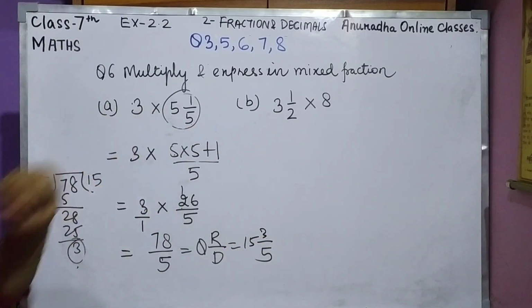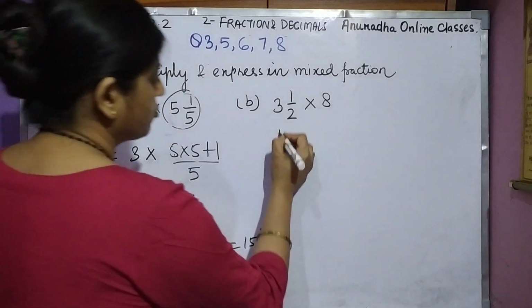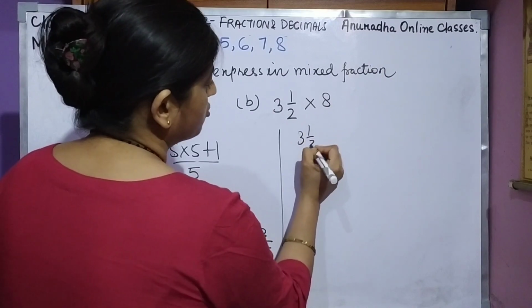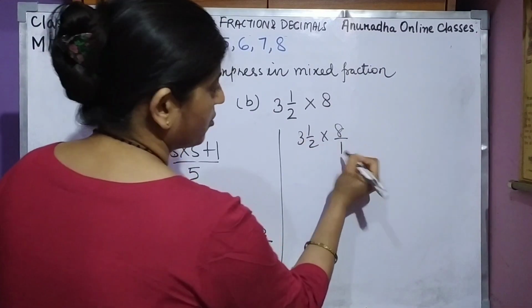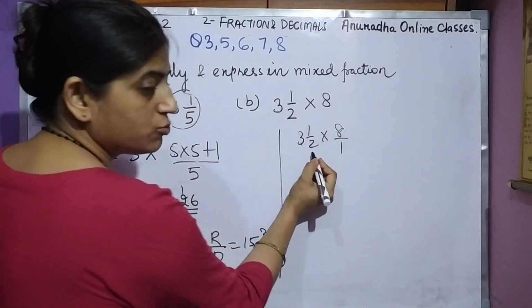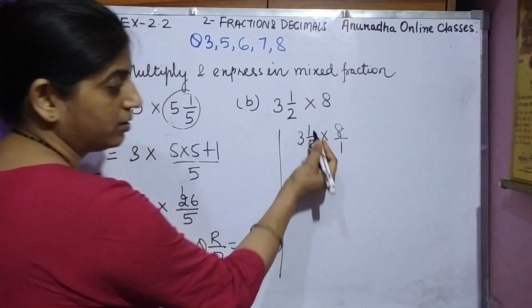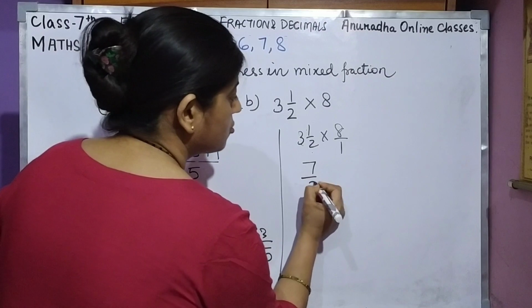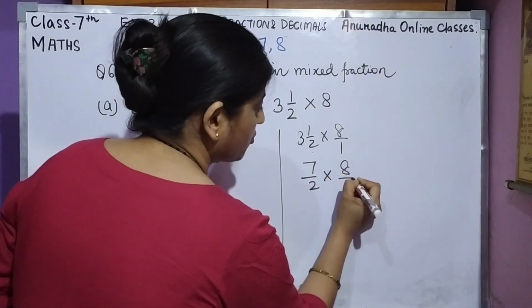One whole number and one fraction. Now let us come to its B part. This is what? 3 1 by 2 into 8 upon 1. So 3 2s are 6 and 1, 6 plus 1, that is 7 upon 2, into what? 8 upon 1.